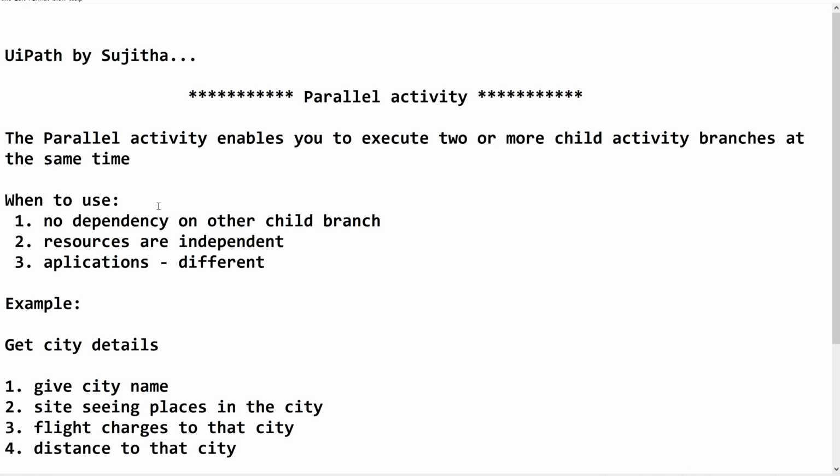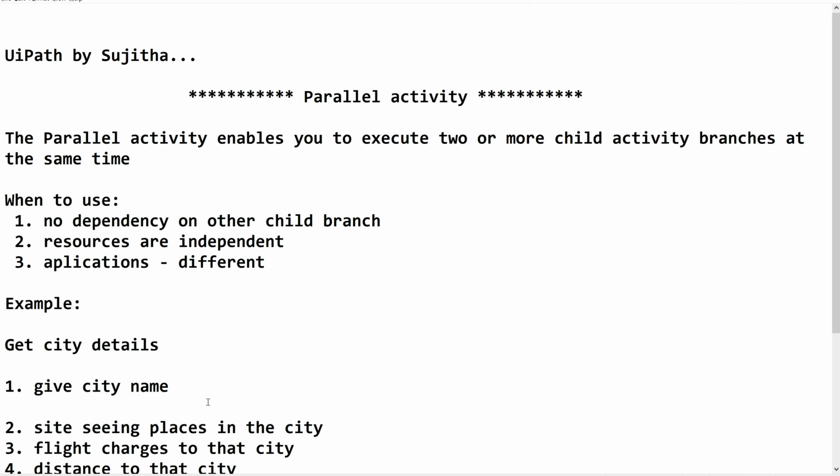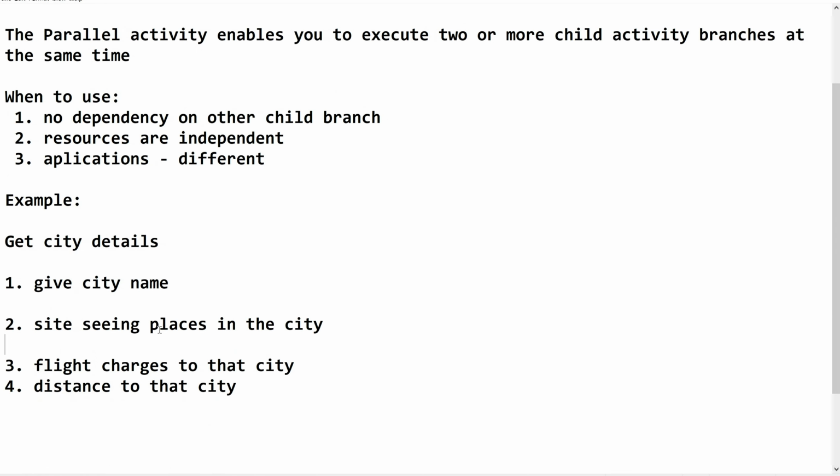If you could see, when we give the city name, the sightseeing, tourist places could be from the tourism application, some different website. Flight charges may be from a different database, that means a different website, and distance maybe we could get from Google Maps or something like that. So three different places we are querying, each individual to its own. In that scenario, we can utilize parallel activity.